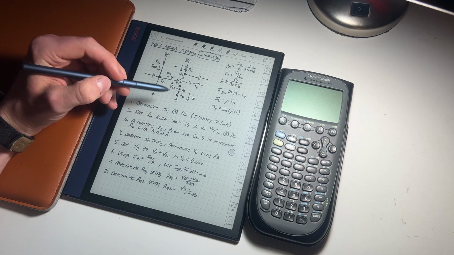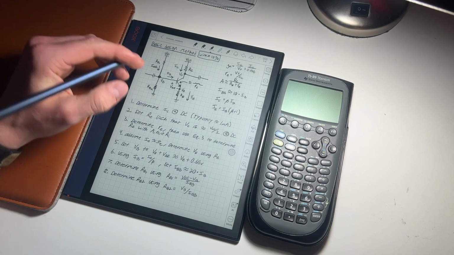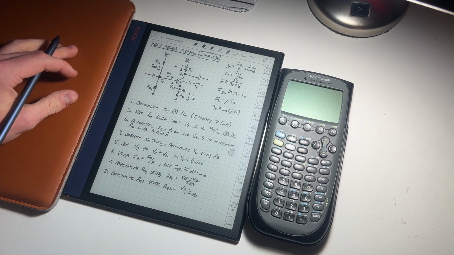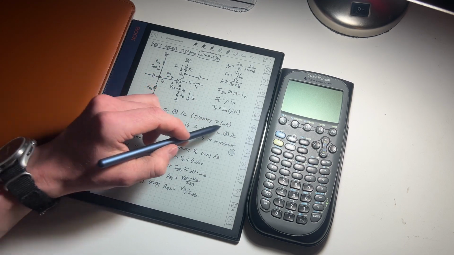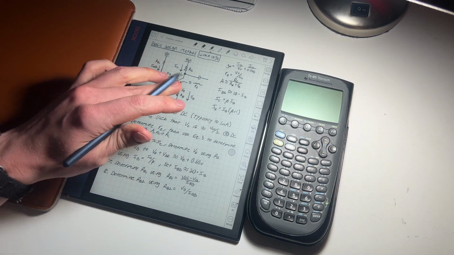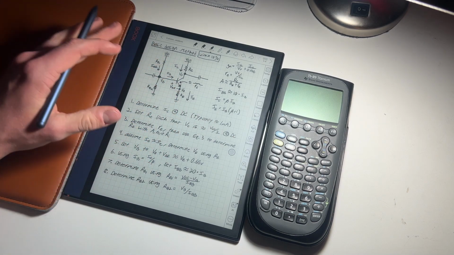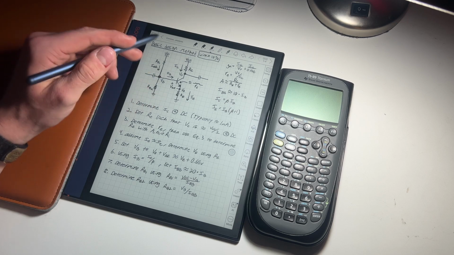You choose what you want your IC, or your DC operating current, to be of the transistor amplifier. I typically do around 1 milliamp. You can go a little higher. You can also go a little lower. It's really up to you, just depending on the resistor values that you have.